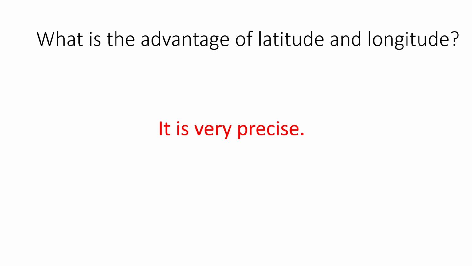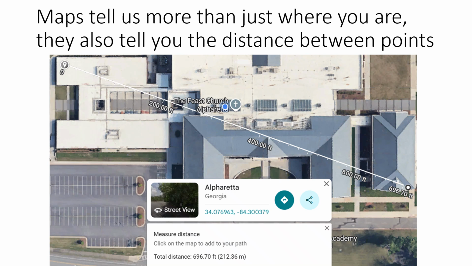There's no ambiguity. There's only one set of numbers with that particular location. Now, these maps are going to be used for more than just where we are. They're also going to tell us how far you are from one point to another. And you can see here that on Google Maps, you can actually do, hey, this is 696 feet from that point in engineering to over here in the fitness center in a straight line.